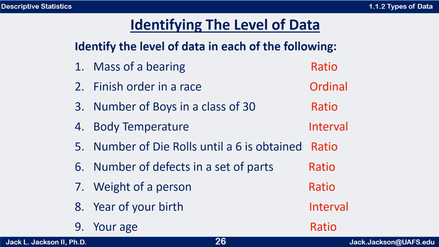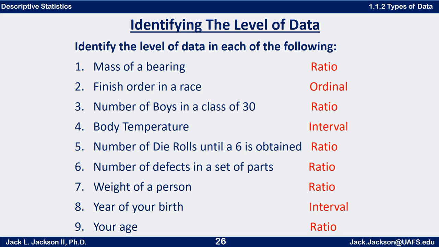So it's a ratio. The finish order in a race, first place, second place, third place, there's definitely an order there in a category, but we can't really talk about how much further. We talk about how many places something was above another one, but we can't talk about how much farther it is above another one. So that's ordinal data.